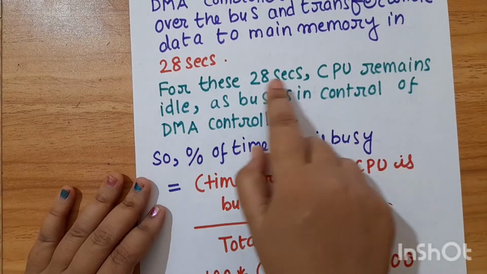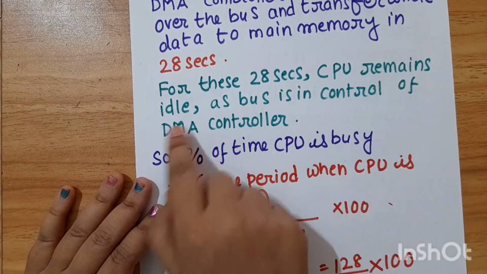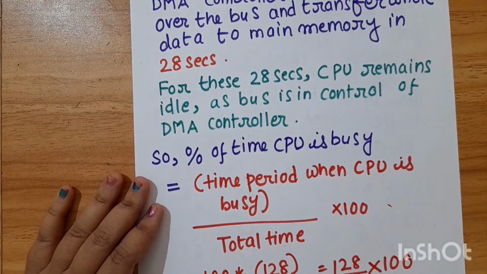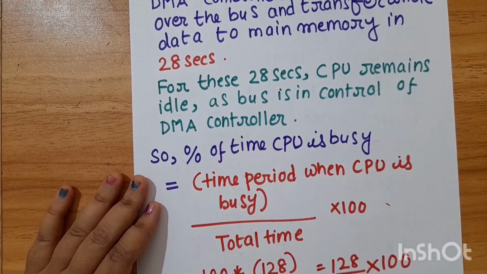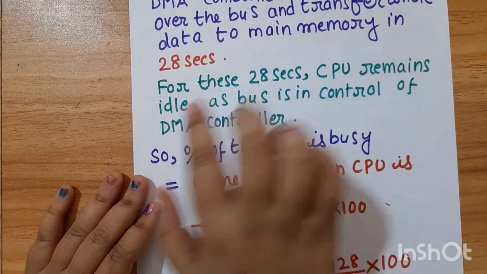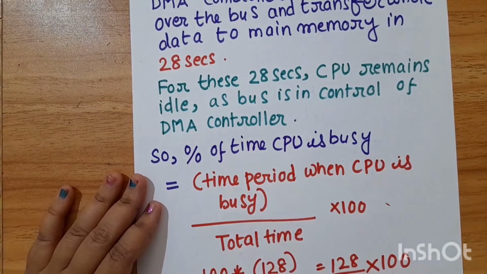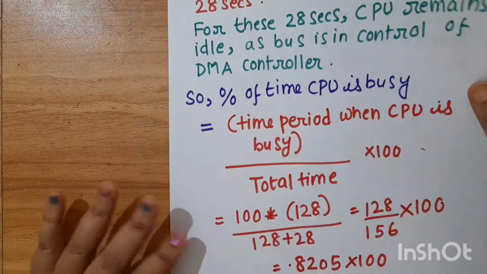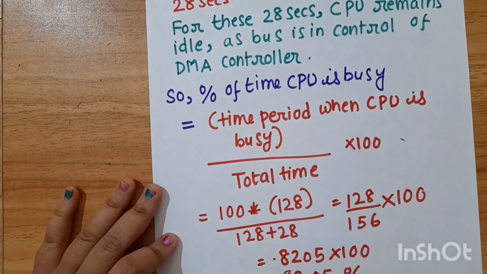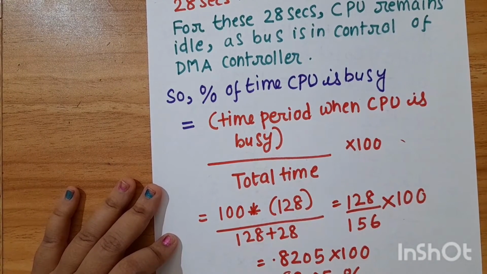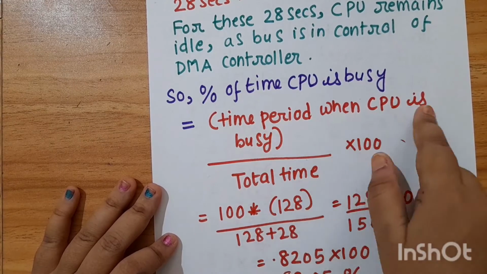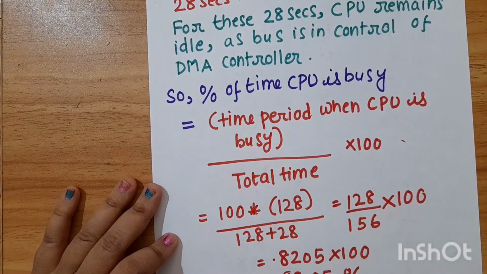So for these 28 seconds, the CPU remains idle. Now the CPU has given the control of the bus to the DMA controller. So the CPU is idle now, as the bus is in the control of the DMA controller. So we have to find the percentage of time the CPU is busy. How will we find the percentage of time? That is the time period when the CPU is busy divided by the total time.